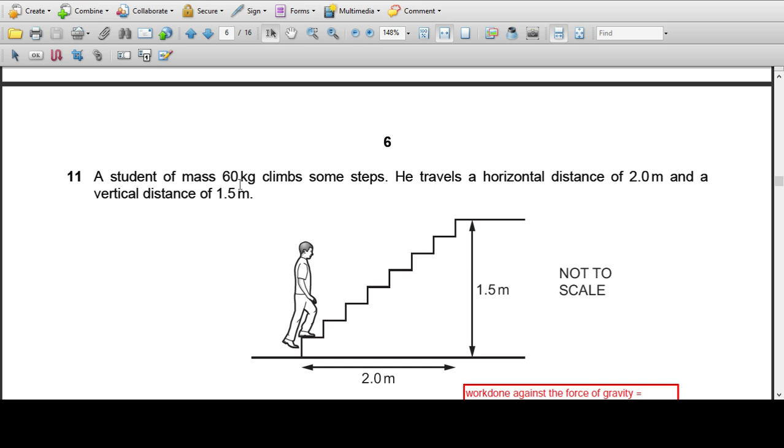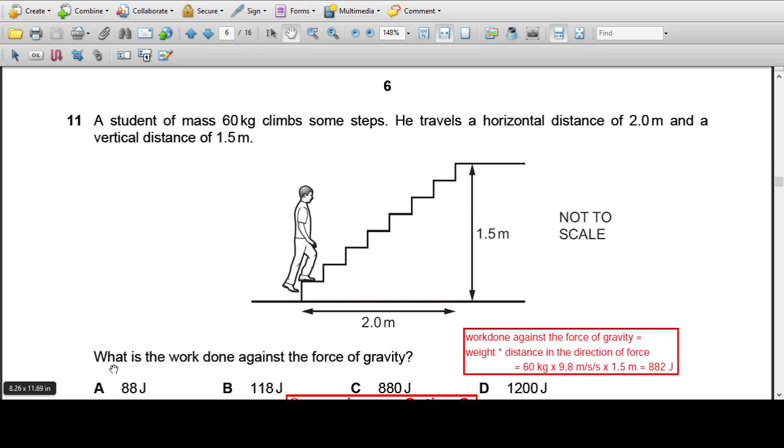A student of mass 60 kg climbs some steps like this. He travels a horizontal distance of 2 meters. This is the horizontal distance, and a vertical distance, that is 1.5 meters here. So this is all about the definition of this problem. What is the work done against the force of gravity?